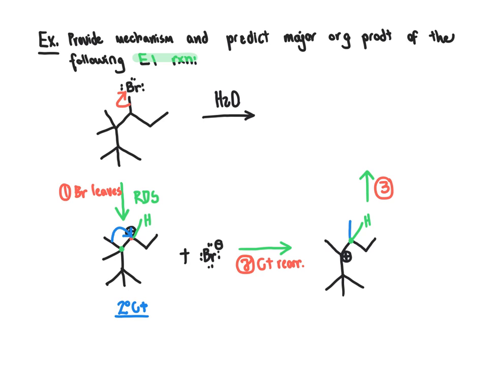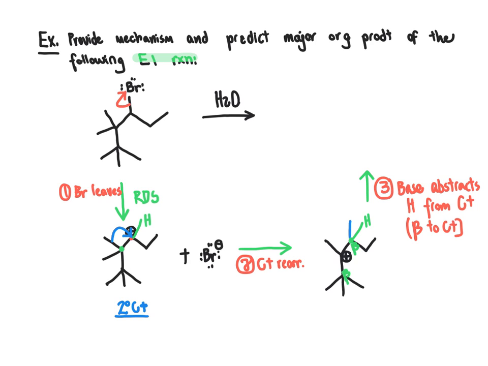So step 3 is that the base is going to remove, or in other words, abstract a proton from the organic molecule, from our carbocation. Specifically, it's going to abstract from the position that is beta to the carbocation. So the carbocation we consider to be at the alpha position. So beta is going to be any adjacent carbon atom. Therefore, we could abstract a proton here. That would be beta. Or here. That would be beta as well.